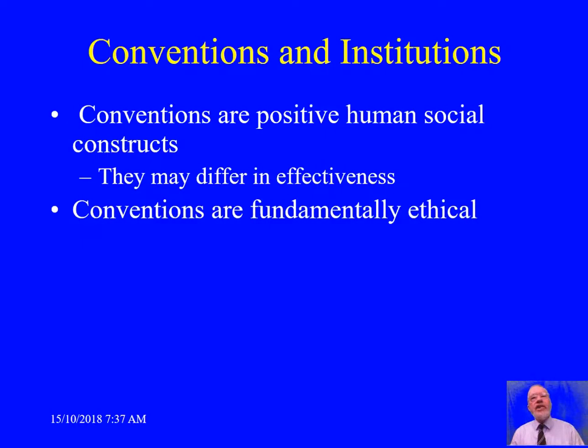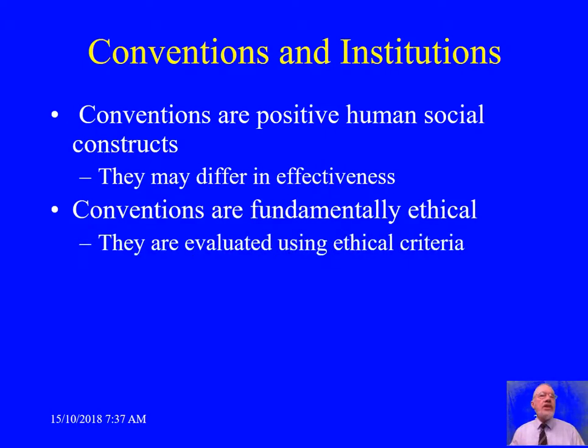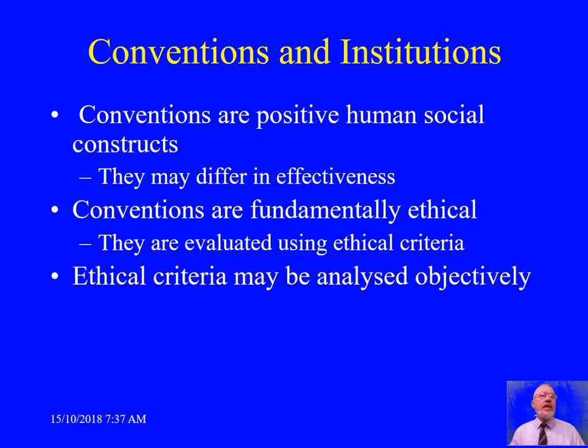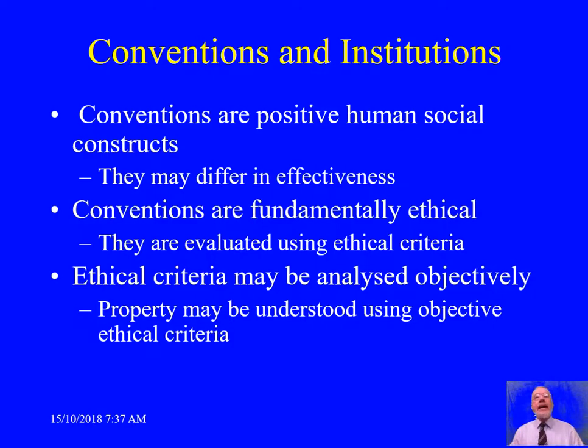I've claimed earlier that conventions are fundamentally ethical, and that means that they are evaluated using ethical criteria. What we have to do, therefore, to understand the institution of property, is to understand a little bit more about the intellectual foundations of that whole area of ethical thought, what is really a part of moral philosophy. I'll be arguing that there are a number of approaches to ethics, and that at least ideally, ethical criteria may be analysed objectively. Now, in our culture, we're moving away from that position, but unfortunately it's associated with a lot of unfortunate outcomes. However, if ethical criteria can be analysed objectively, so can property.